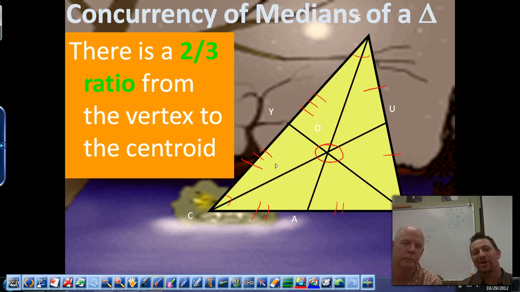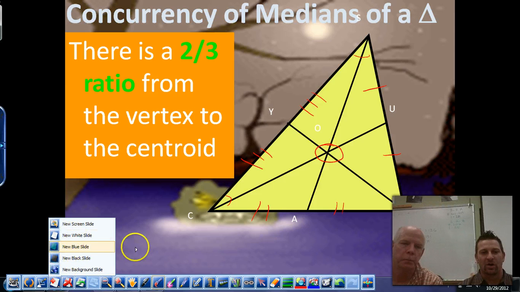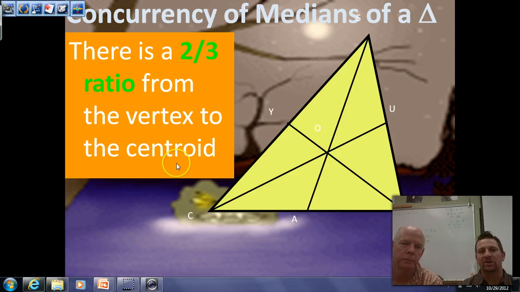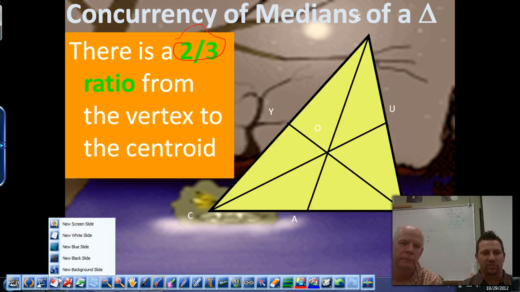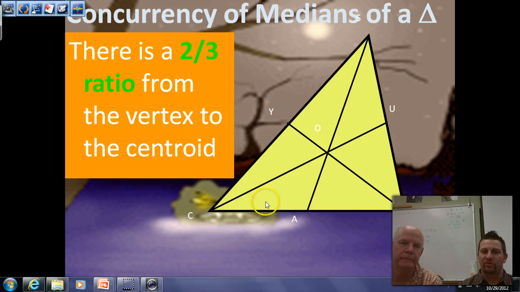Now you've got to do some math with this one, and that's where the challenge really comes into play. You see this fraction right here, and some of you see that 2/3 and you're like, uh-oh, not a fraction. I don't like fractions, Mr. Padella, Mr. Scritchfield. What am I going to do? Don't freak out. Just remember, we're going to have that 2/3 ratio from the vertex to the centroid.